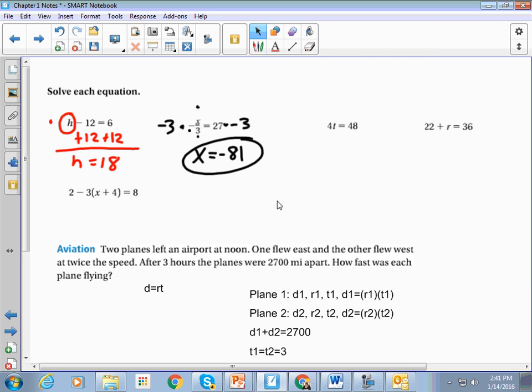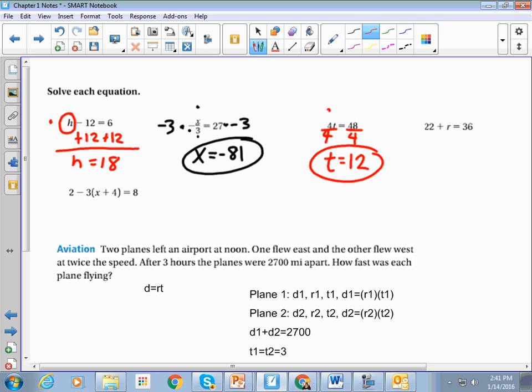All right. Over here at 4t equals 48, I have 4 times t. The opposite of multiplying by 4 is dividing by 4. And 48 divided by 4 is 12. Here I have 22 plus r. Well, thank goodness r is positive, but really I want to undo this positive 22. So I subtract 22 from both sides, and I get r equals 14.